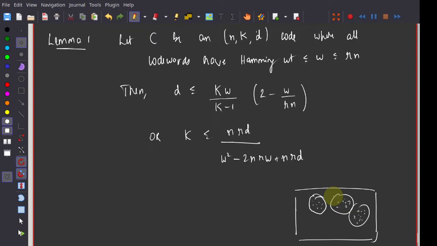Correct. So minimum, not minimum Hamming weight, minimum Hamming distance. Correct. The maximum Hamming weight of all code book. Correct.